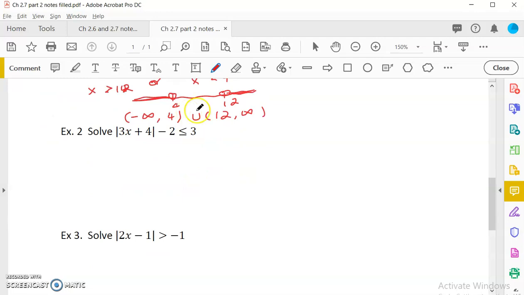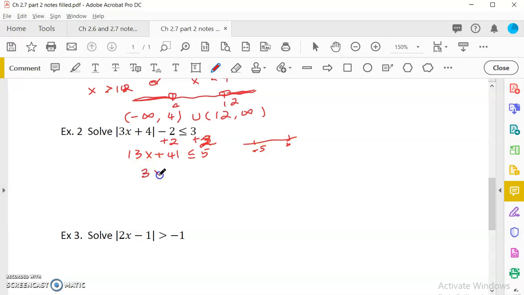The next one is |3x + 4| - 2 less than or equal to 3. So is it less than? Should I just do negative 3 and 3? Not yet. We have to isolate the absolute value first. So before you do the breakdown of in between or or, you should clean up everything outside of the inequality first. So plus 2. So my absolute inequality should be |3x + 4| less than or equal to 5. Less than or equal to means the distance is shorter than 5. So that means it's between 5 and negative 5.